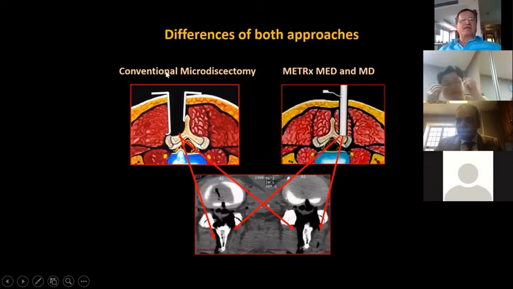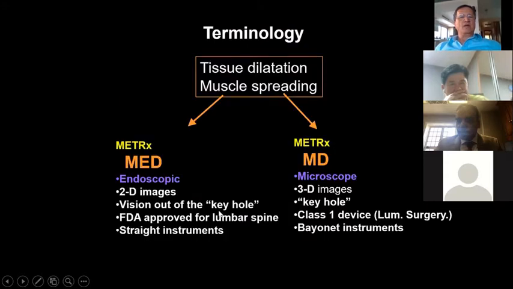What was the difference between conventional microdiscectomy and tube-guided surgery was that you were respecting the muscles more, and by dilatation of the muscles, you don't injure the muscles too much. You can see the differences between the two techniques. If it's with an endoscope, they call it MED. If it's a microscope, they call it MD. So these are small terminological confusions, actually.